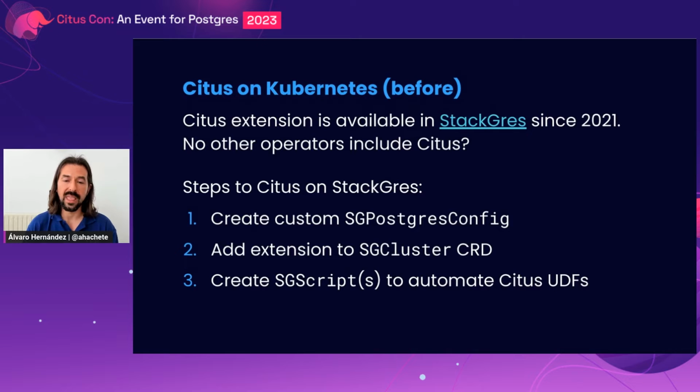I'll explain why. Then you need to include the extension and refer to this configuration from the main CRD, the main YAML for StackGres, which is called SGCluster, which obviously creates a cluster. And then you had to run a few different commands on the workers and the coordinators, like UDFs, user-defined functions that are particular to Citus, to build the cluster together, right? This in StackGres can be automated also by the use of another YAML, another CRD called SGScript, but still you need to write all these pieces together.